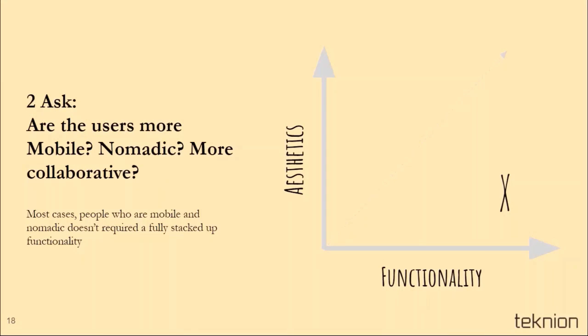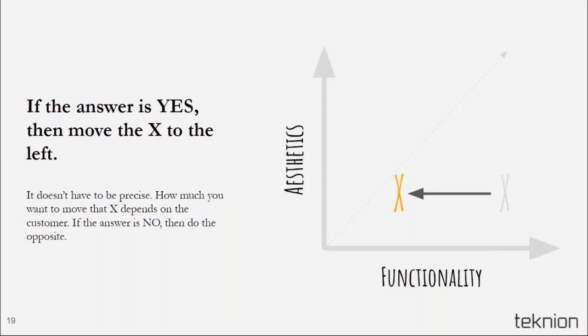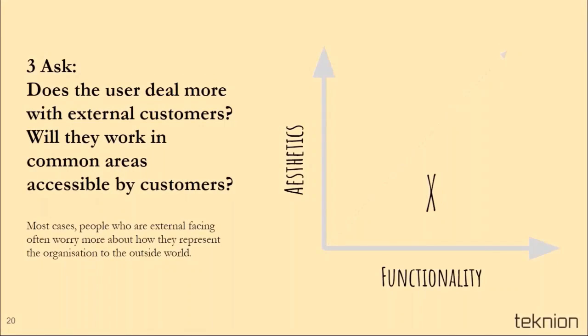Then you ask the second question. Are the users of this solution more mobile? Do they move around a lot, like nomadic workers? Do they tend to be more collaborative? If the answer is yes, then adjust the X to the left. Indicate to them that these sort of users often don't stay long at the same place. That in turn makes the probable solution slightly less in terms of functionality. Perhaps a solution with fewer privacy screens or cabling options.